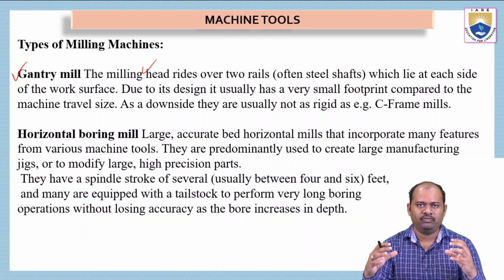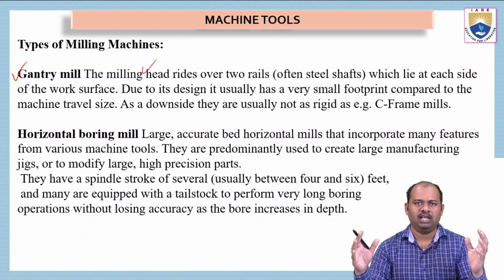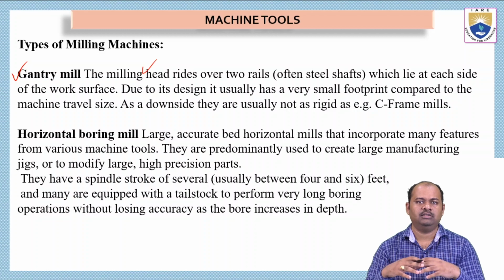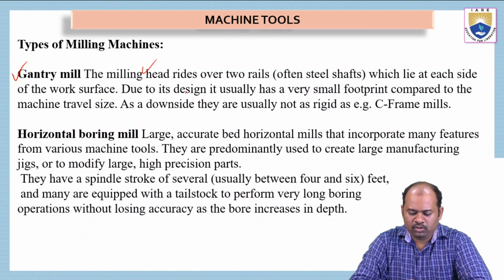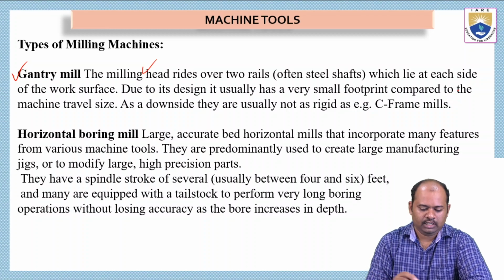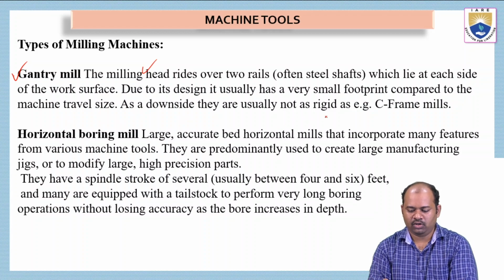So this crane itself has the milling tools. So this can be as big as the workshop. This could be the size of the workshop, whereas the milling machine is fixed on the gantry at a height. So the gantry can move on the rails. The milling head rides over the two rails, which are at each side of the work surface. Due to its design, it usually has a very small footprint compared to the machine travel size. As a downside, they are usually not rigid.